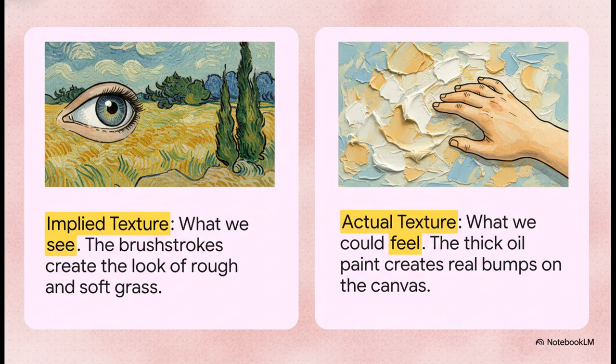But then, and this is the cool part with him, there's also actual texture. He piled on the oil paint so thickly, there's a fancy word for it, impasto, that the canvas itself has real physical bumps on it. So we're not just seeing the field, he's making us almost feel the incredible energy of his brushwork. It's like he's engaging our sense of touch right along with our sight.